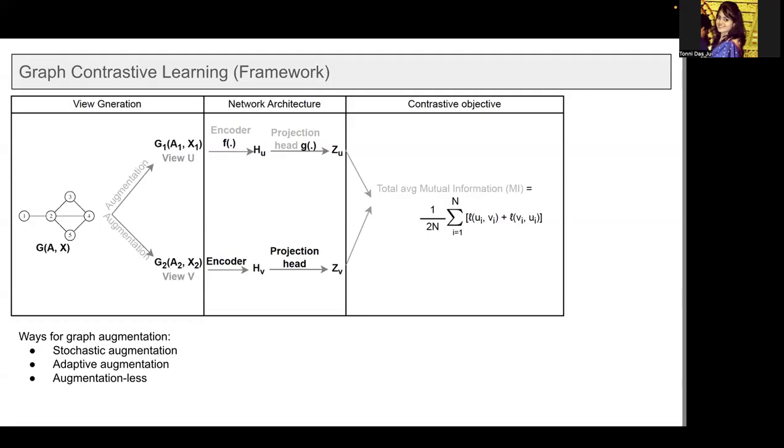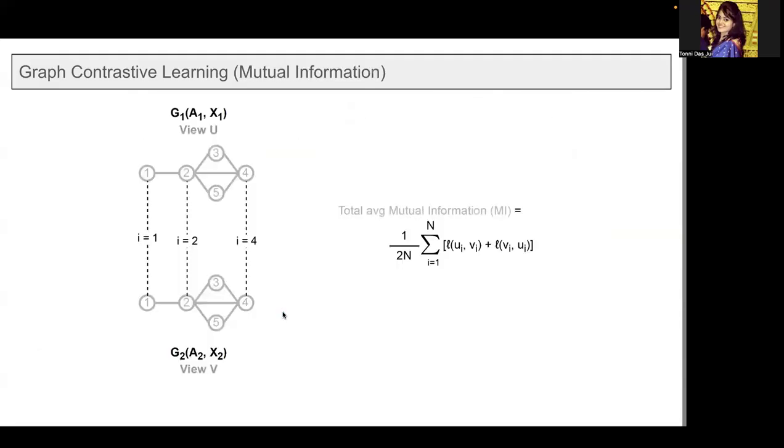Then lastly, the contrastive objective. A cost function is designed for the model to learn from, and the most generic cost function looks something like this formula in here, the total average mutual information formula. So let's dig deeper into it.